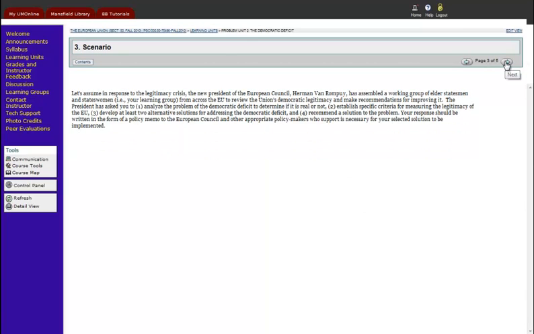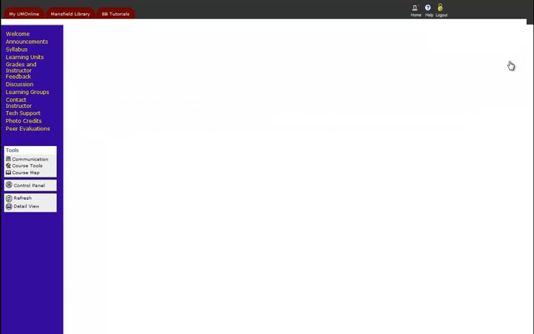I then present them with a scenario. In this case, they're being asked to examine democratic legitimacy for the new president of the European Union, Herman Van Rompuy, and considering his needs as this newly elected leader of the European Union, how can he use his office to promote democratic legitimacy? In order to do so, they have to understand both why there are questions about democratic legitimacy in the European Union, applying all sorts of concepts and issues we've addressed in the earlier learning units, but also to come up with feasible, actionable solutions to a real-world challenge.